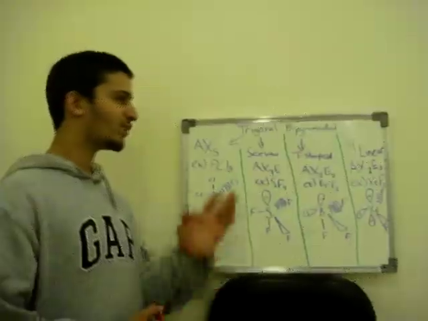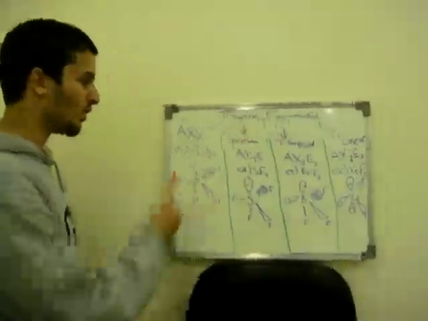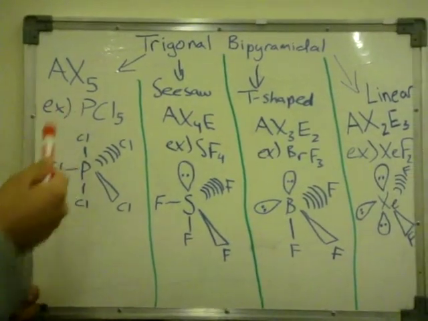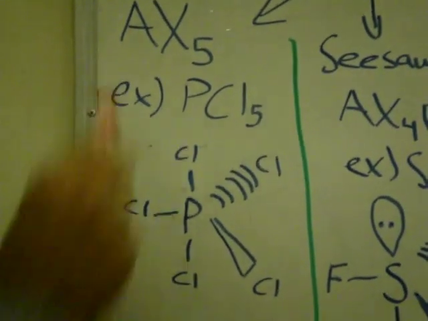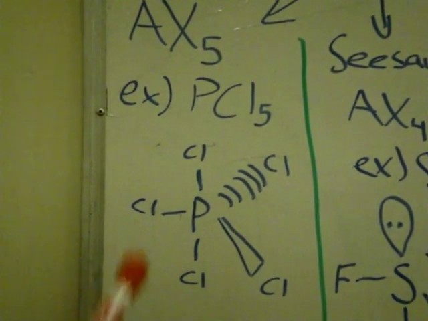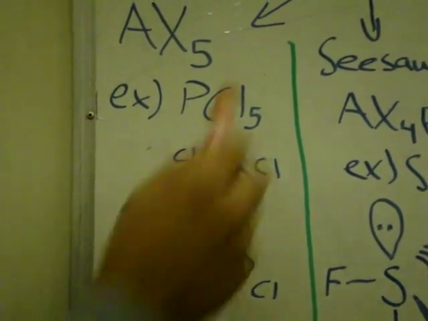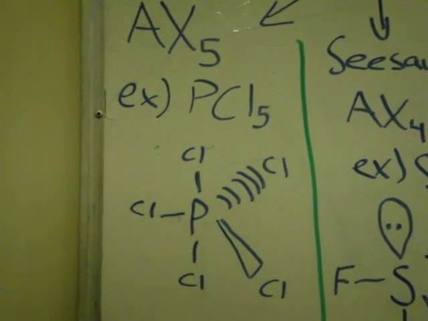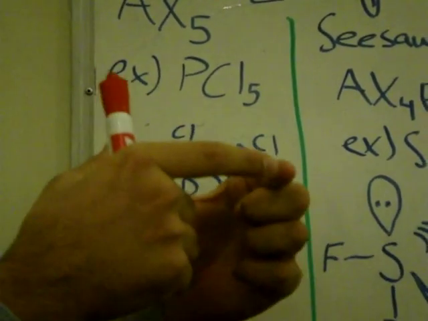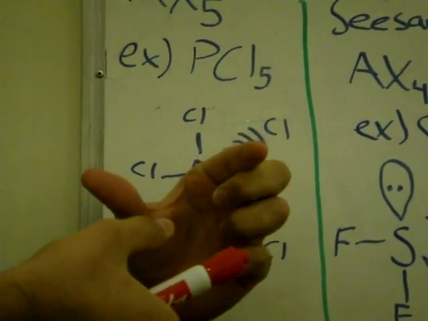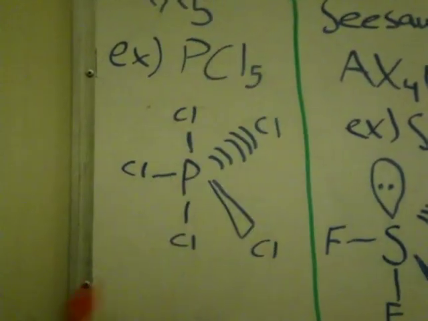Steric number 5 is the trigonal bipyramidal. First off, the original, AX5. An example would be PCl5. The same thing applies here, the X and the A and the subscript. It is called trigonal bipyramidal because there's a triangle in the center, and then there are two pyramids at the top and the bottom. Bi meaning two.